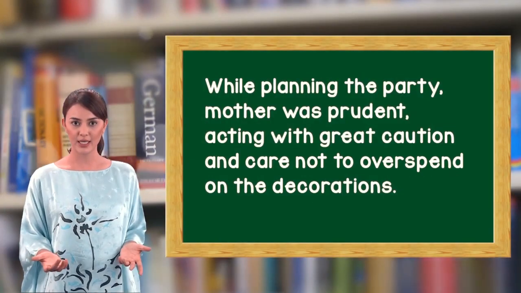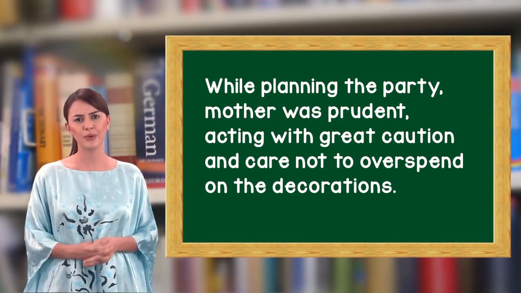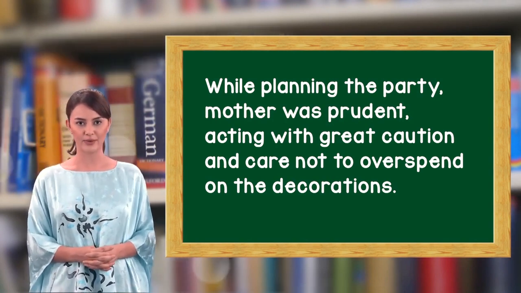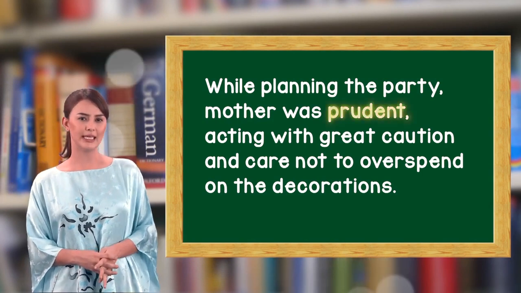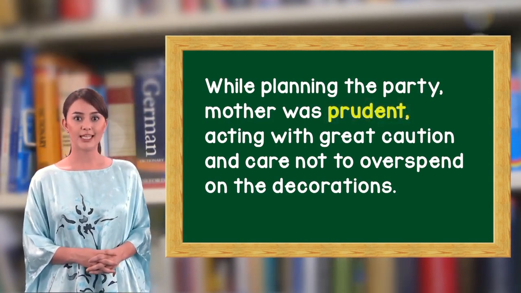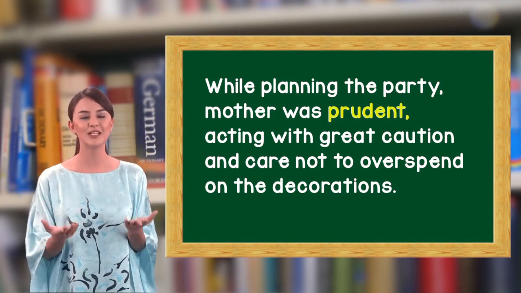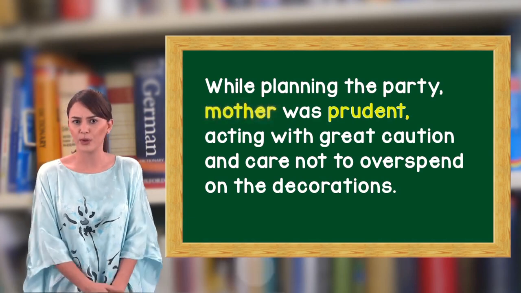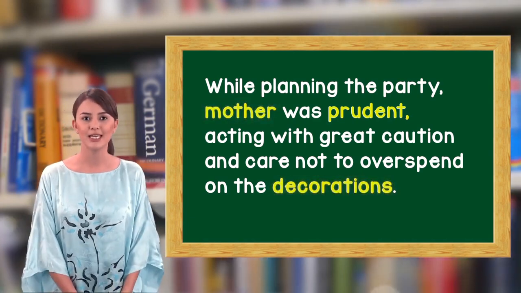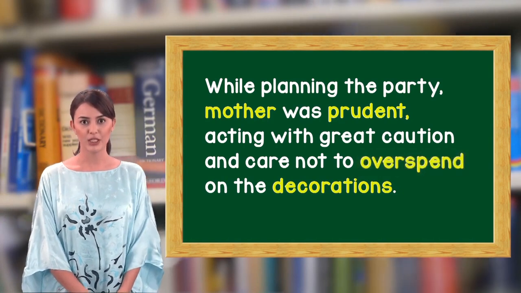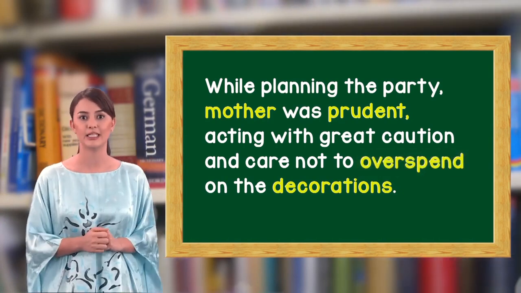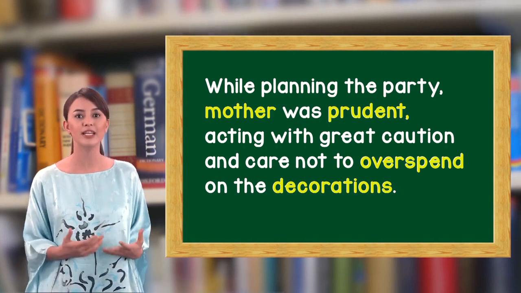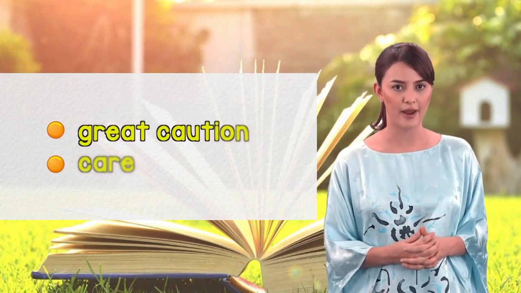Consider this sentence. While planning the party, Mother was prudent, acting with great caution and care not to overspend on the decorations. What does prudent mean in this sentence? The answer is already there. Let's look for the clues. Who is being prudent here? Mother. With what? Decorations. She didn't want to overspend. You don't need to look up the word prudent in the dictionary because mother's behavior already tells you what it means. Prudent means acting with great caution and care.